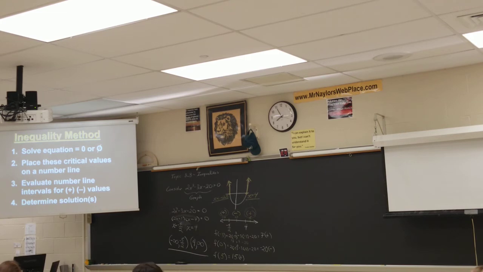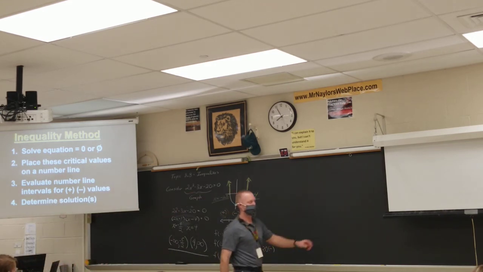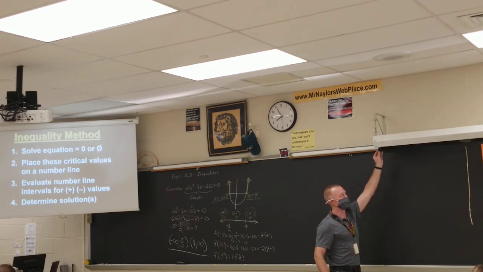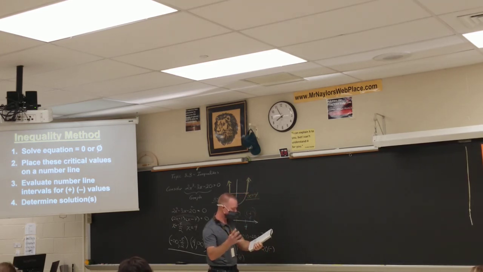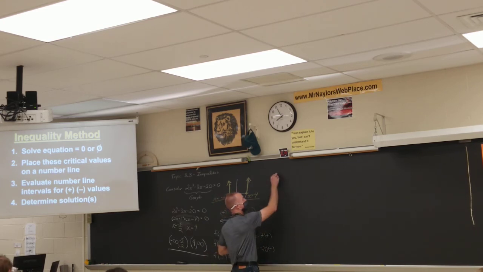And then you have to kind of make your conclusion. Your conclusion is to decide what the number line says. Does the number line say these numbers are positive, or does it say that these numbers are negative?